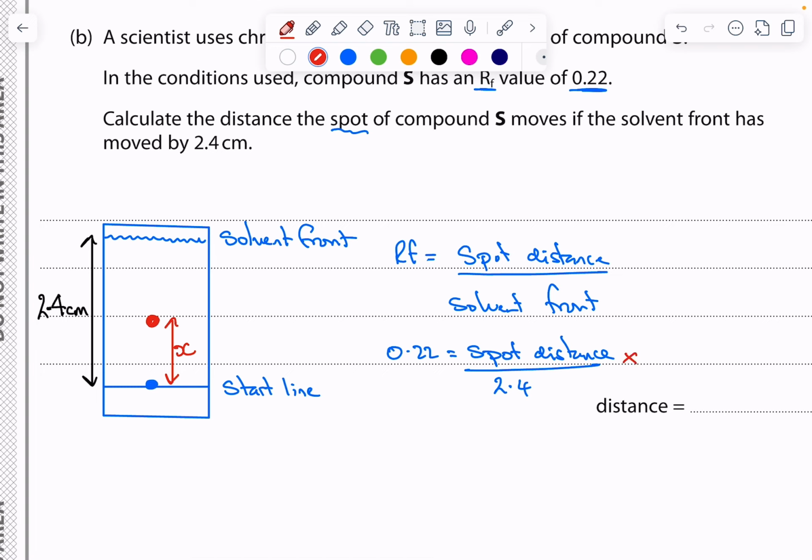So I'm going to times by 2.4, and then over here, I'm going to times by 2.4. So that one will cancel with that. And therefore, my spot distance is going to be 2.4, so put it into my calculator, 2.4 times by 0.22, and that's giving me an answer of 0.528 centimeters.